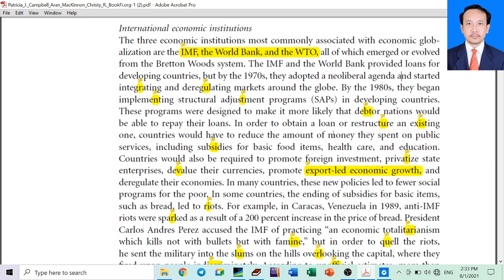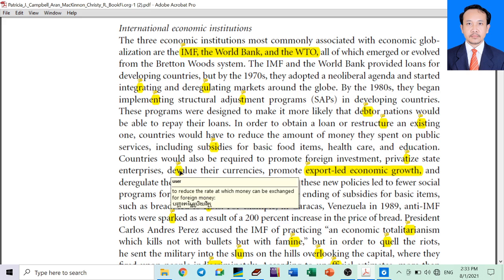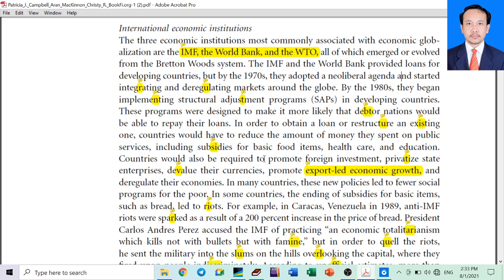In order to obtain a loan or restructure an existing one, countries would have to reduce the amount of money they spend on public services, including subsidies for basic food items, health care, and education. Countries would also be required to promote foreign investment, privatize state enterprises, devalue their currencies, promote export-led economic growth, and deregulate their economies. In many countries, these new policies led to fewer social programs for the poor.